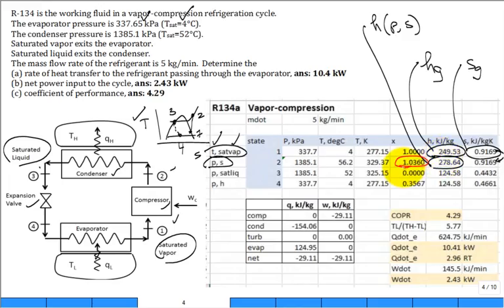But I'll just let you know that if you extrapolate and use the quality above 1, which is not recommended, and you calculate H that way, and then do the double interpolation in the superheated table and compare that H with that H2, they're going to be pretty close.